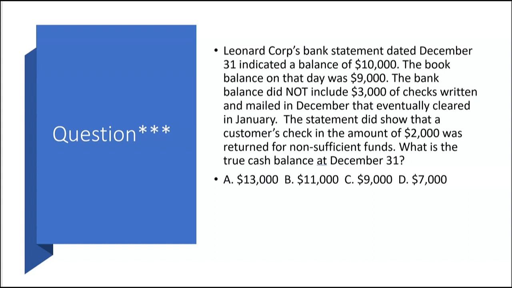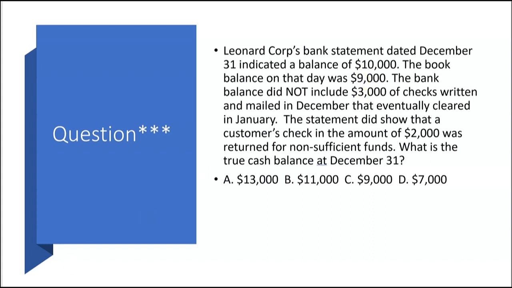The bank balance did not include $3,000 of checks written and mailed in December that eventually cleared in January. What are we talking about? Outstanding checks. What do we do with outstanding checks? They're subtracted. Subtracted from where? The bank statement balance. So the bank statement balance, we're going to take $10,000 and subtract $3,000 for outstanding checks.